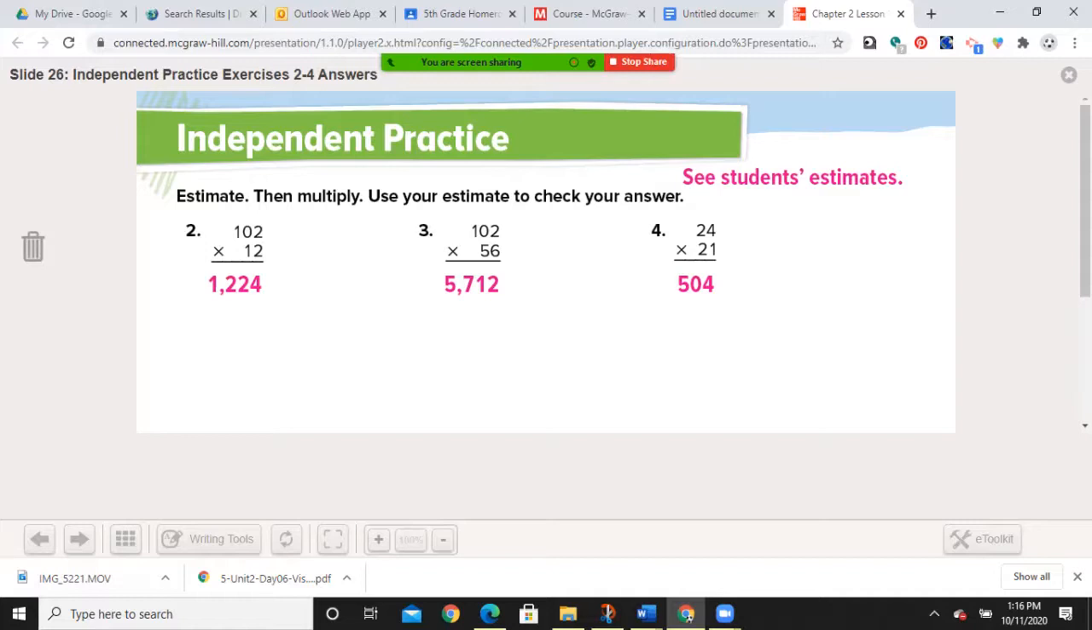Put it together. This is going to be another similar problem. 56 times 1 is 56, plus 2 zeros, 5,600. 56 times 2 is 112. Put them together, 5,712. 1 times 4 is 4. 1 times 2 is 2. So we have 24 across the top, 480 across the bottom. Add them together, 504.